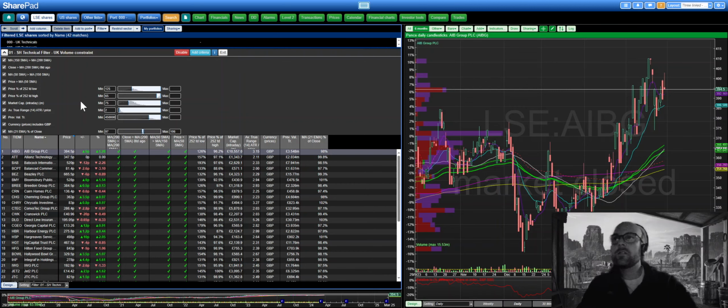Now, in terms of the UK constraints I'm looking to apply, I'm not looking to play in the smallest AIM shares. I have a minimum market cap constraint of 75 million, and even at that level, I'm pretty picky and choosy.